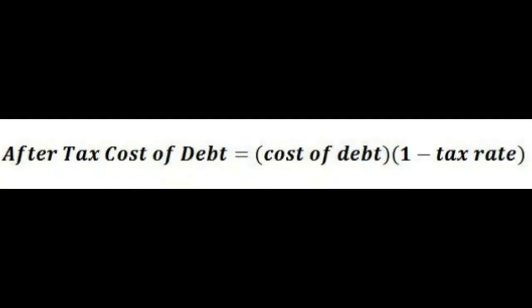The formula for the after-tax cost of debt is the cost of debt multiplied by 1 minus the tax rate. AT&T's pre-tax cost of short-term debt was 4.4%. Their tax rate is 34.6%. Calculating their after-tax cost of debt comes out to 2.88% for the short-term debt. Their pre-tax cost of long-term debt was 3.5%, and their after-tax cost of long-term debt comes out to 2.29%.